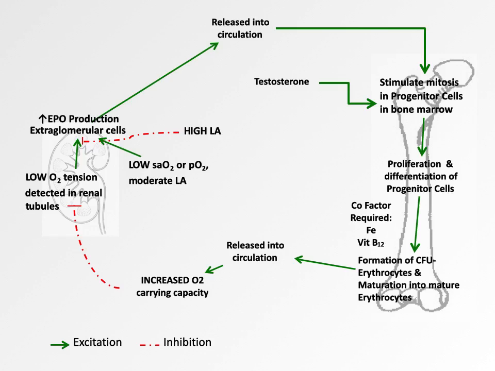Note, there's a secondary signal here on the stimulant for the progenitor cells, as well as a stimulant for the formation of the CFUEs, and that's testosterone. And it has to do with the signal that testosterone has for full body growth.